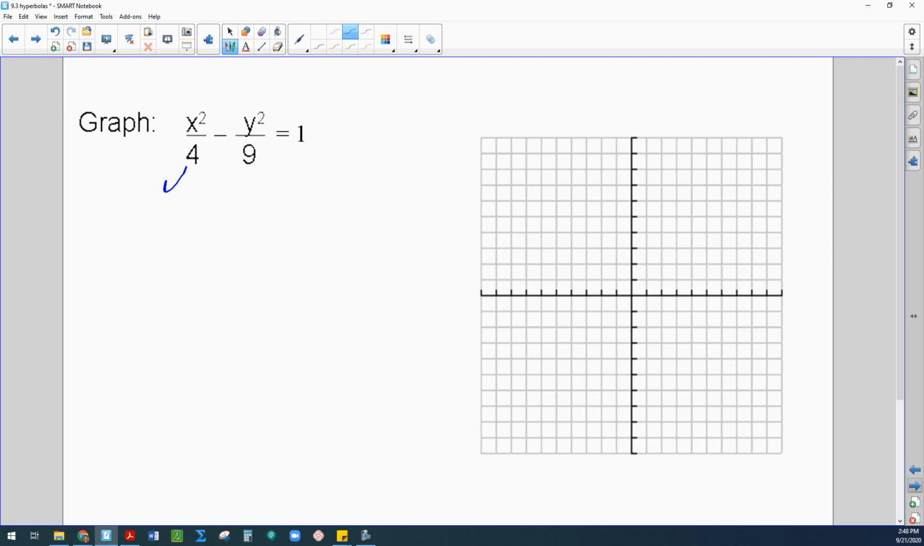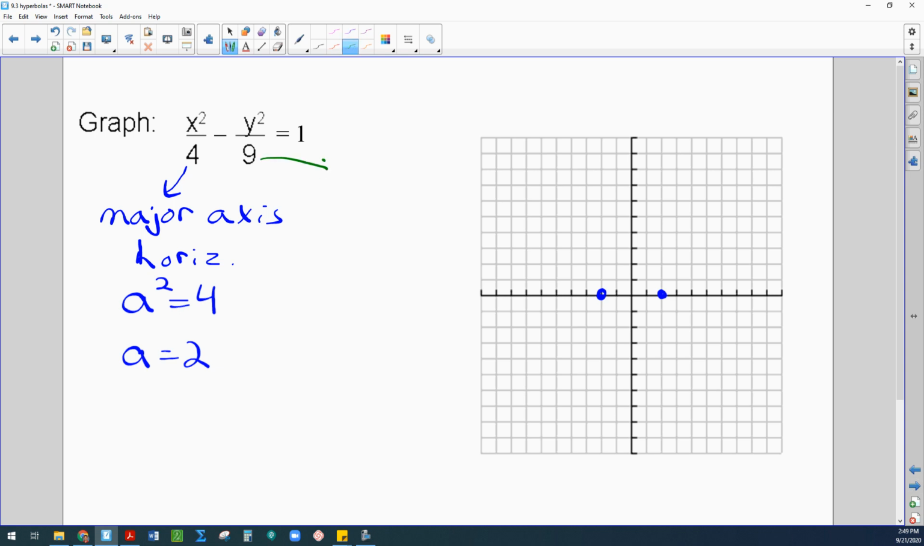So my major axis is going to be horizontal because the x squared is first. So a squared equals 4 and a equals 2. On my graph, I'm going to plot points at (2, 0) and (-2, 0). So my major axis is going to be 4 long. The other axis, you could call it the minor axis, has a b value equal to 3 because b squared is 9. So b equals 3.